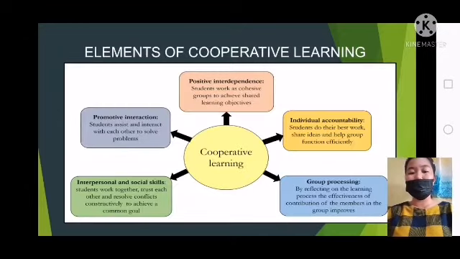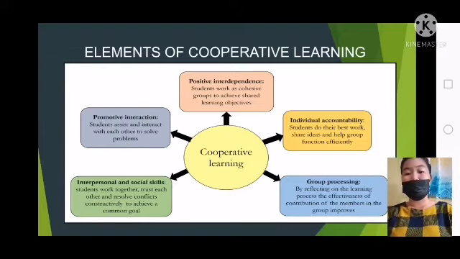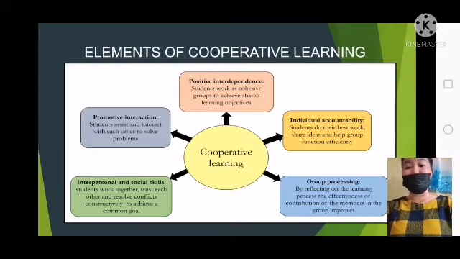Let us proceed with the elements of cooperative learning. There are 5 elements of cooperative learning, namely interpersonal and social skills, where students work together, trust each other, and resolve conflicts. The next one is promotive interaction. Students assist and interact with each other to solve problems. Another element of cooperative learning is positive interdependence. Students work in cohesive groups to achieve shared learning objectives.